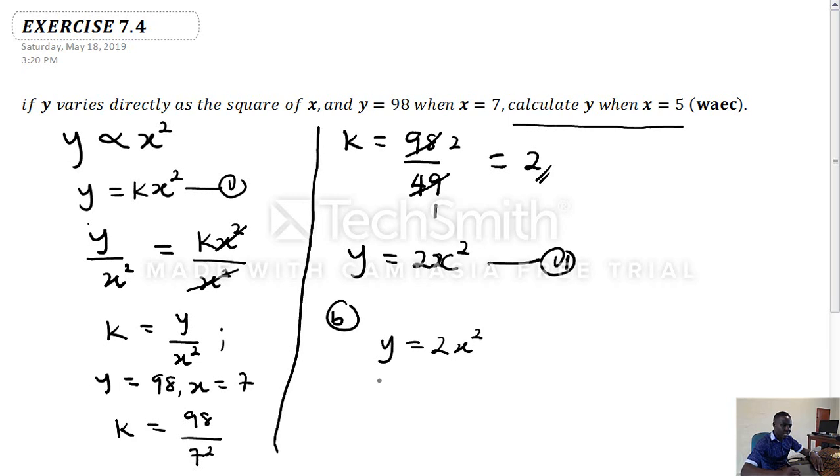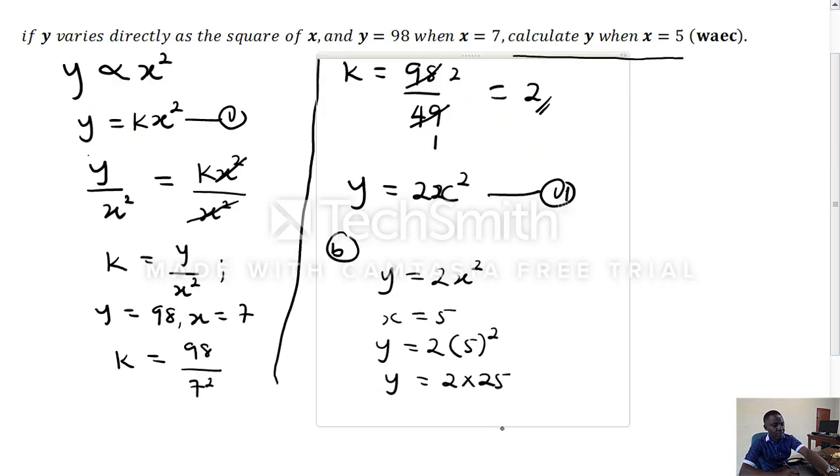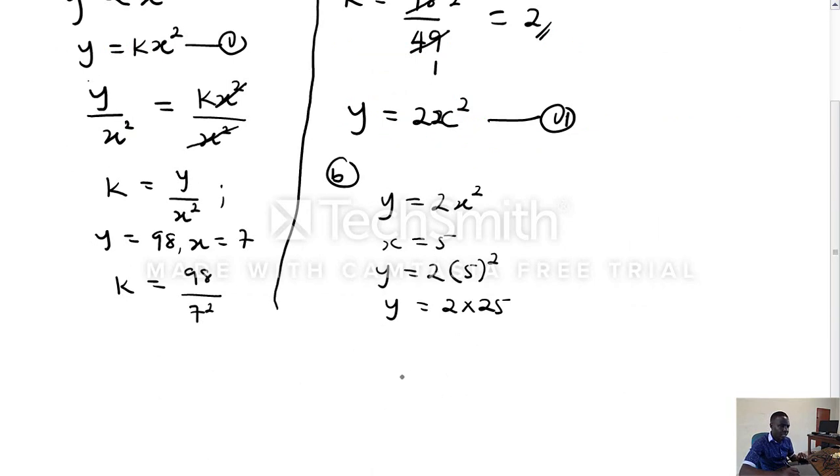So given that x is equal to 5, then y will be equal to 2 times 5 squared, of which when you simplify, you have 2 multiplying 5 squared, which is 25. And y therefore becomes 2 times 25, which is 50. So y is equal to 50 when x is equal to 5.